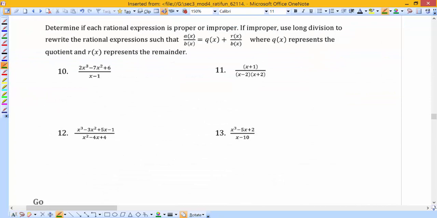All right, let's finish up the set. So just like in the ready, you had to determine if a rational expression was proper or improper. You're going to do the same thing, but there's an addition. If it is improper, you are going to use long division to rewrite as a proper expression.